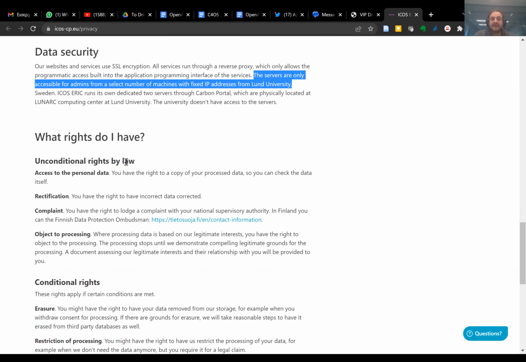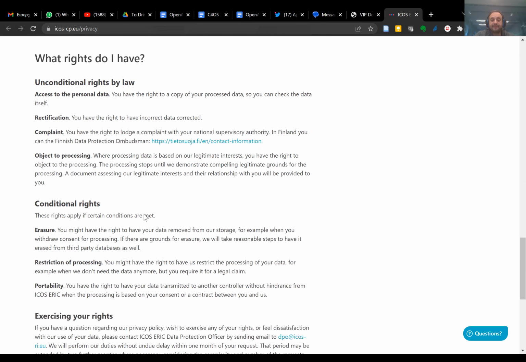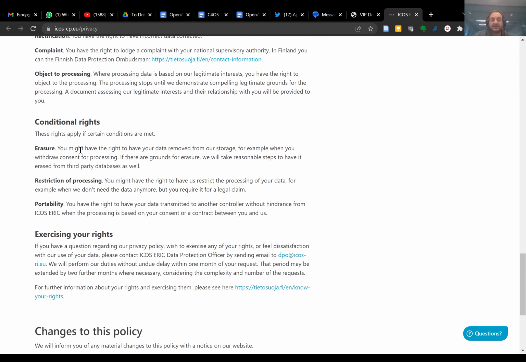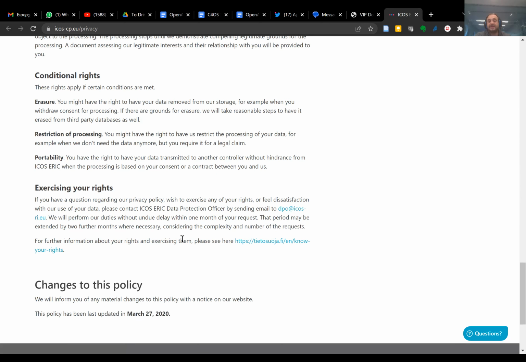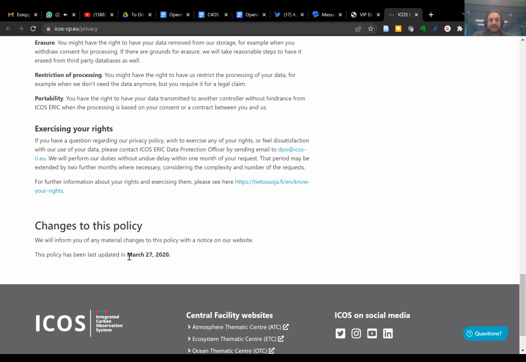You can see here again the rights that the data subject has, and these are the ones that you have without conditions. Then the rights that actually require a condition, and it explains to you why. It also tells you how to exercise them. You can see here again a reference to the DPO, plus another web page where you can find more information about your rights. And you can also see the latest update of the policy and how you're going to be updated in relation to the notice on the website.